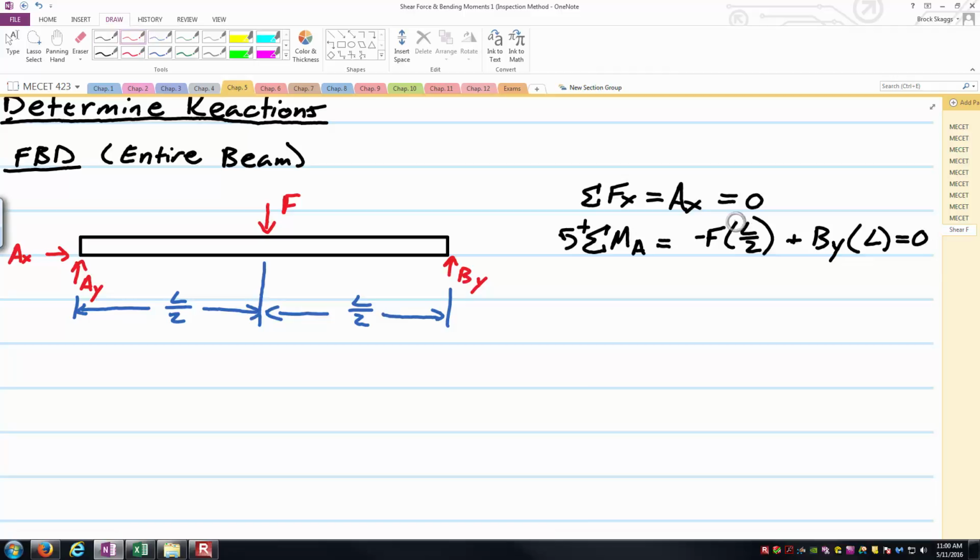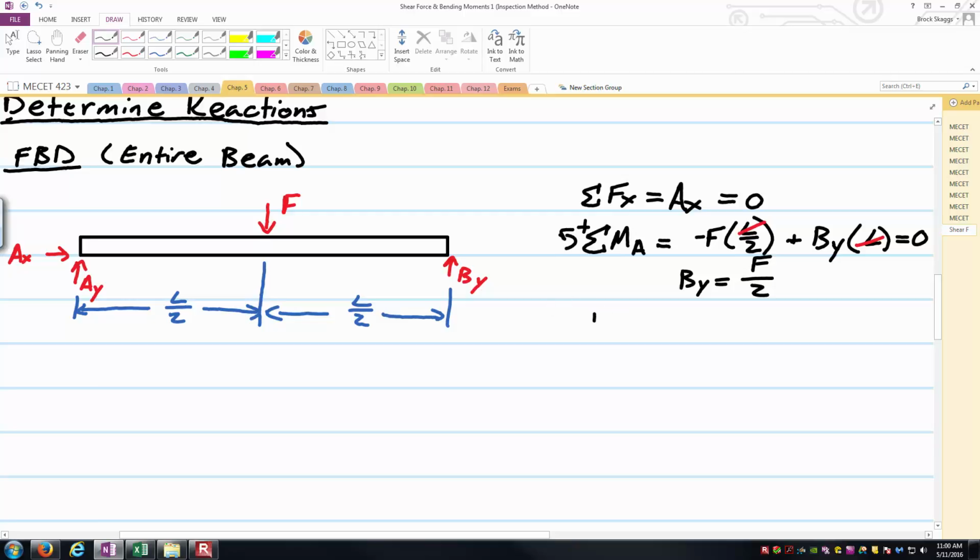Here, just a little bit of algebra. One thing we could do is divide everything by L. That eliminates that. And then isolate B sub y. And we see that B sub y is going to be F over 2. And so now we've related the upward reaction at the roller, B sub y, to the externally applied force.